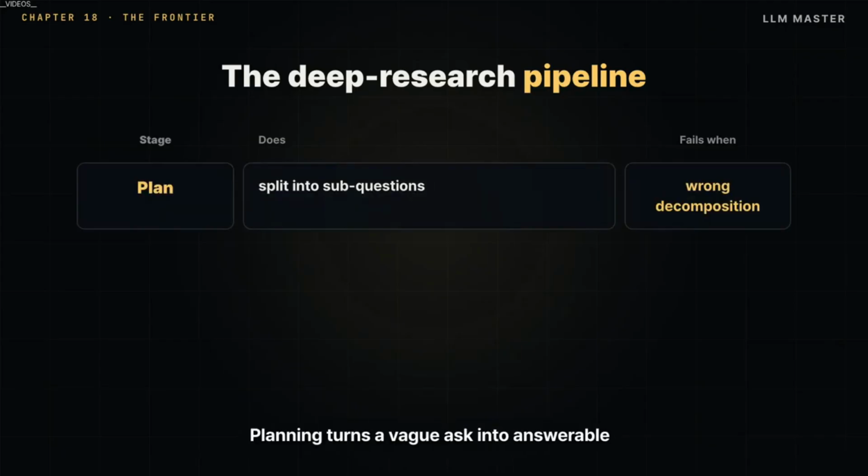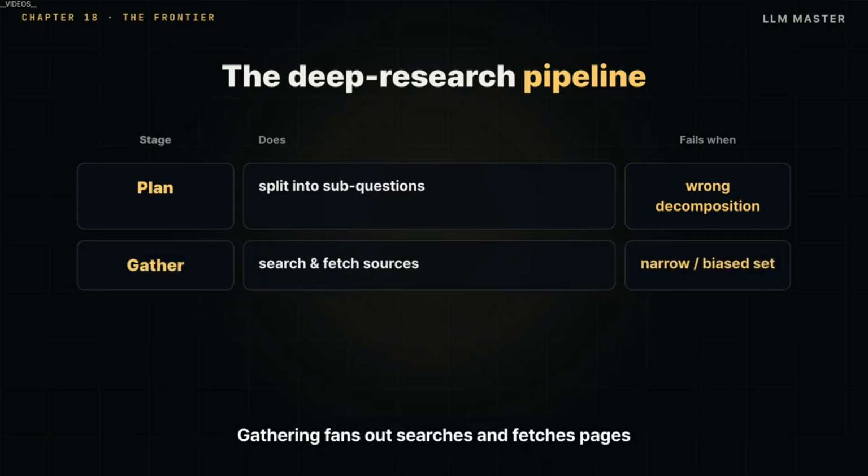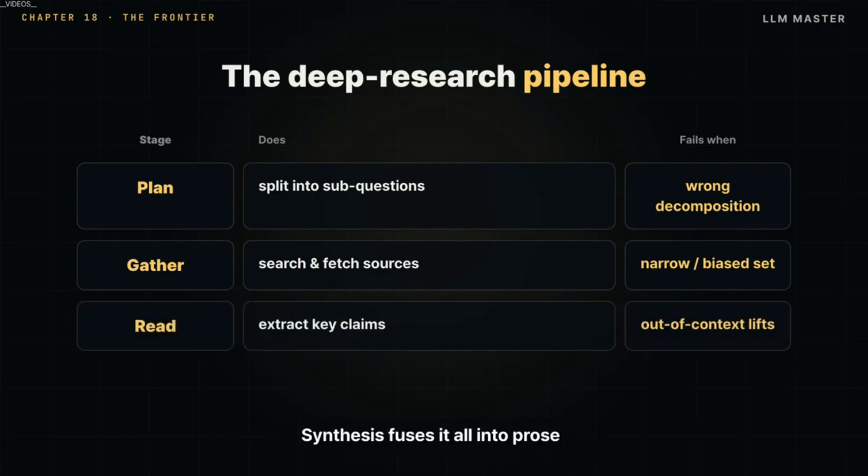Planning turns a vague ask into answerable sub-questions, and if the decomposition is wrong, everything downstream investigates the wrong thing. Gathering fans out searches and fetches pages, where the risk is a narrow or biased slice of sources. Reading extracts the relevant claims, and the danger is misreading or lifting something out of context. Synthesis fuses it all into prose, which is exactly where contradictions get smoothed over into false confidence. Then verification checks the claims against the sources before anything reaches you.